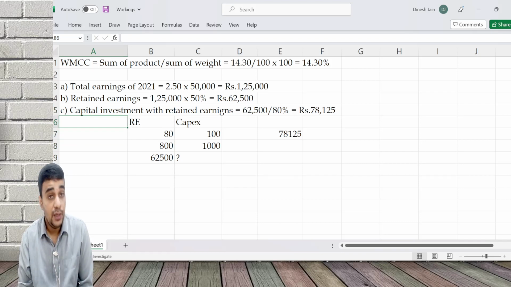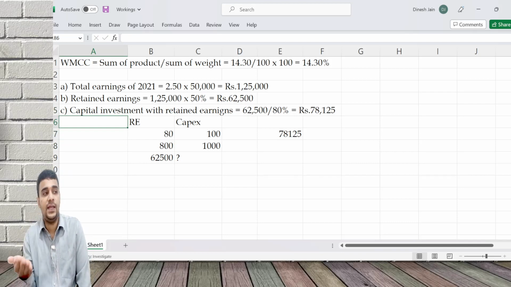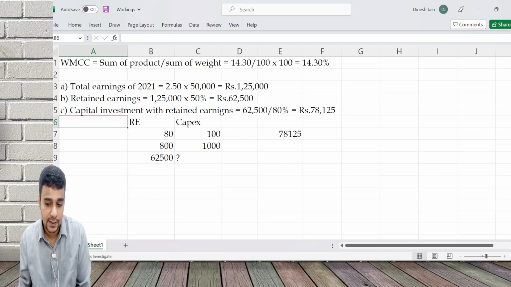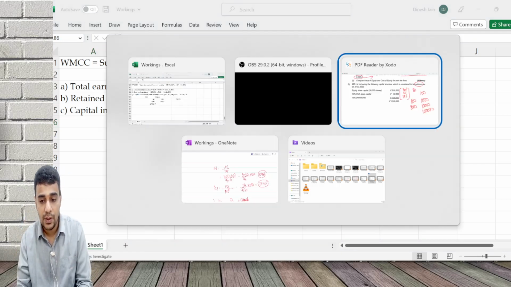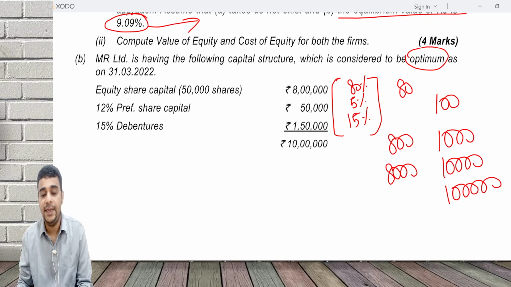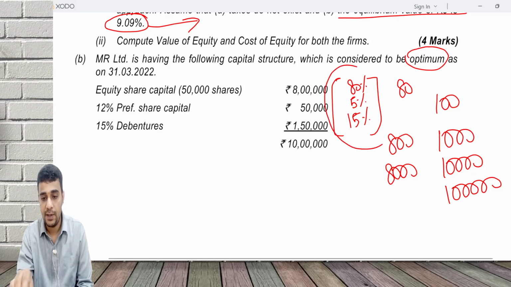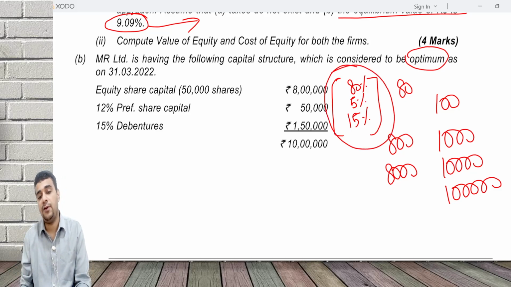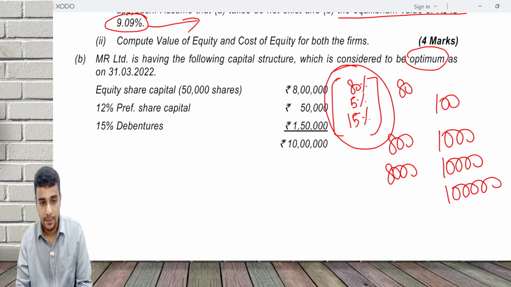If you tell me to invest more than this, I will have to issue fresh shares, because my plan is to raise money in the proportion of 85 and 15, since that's the optimum capital structure.